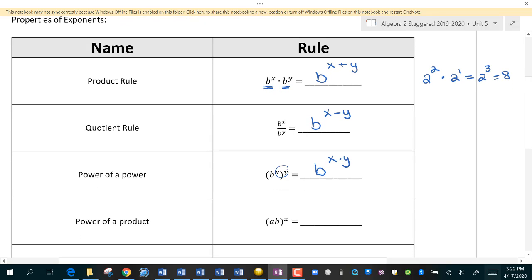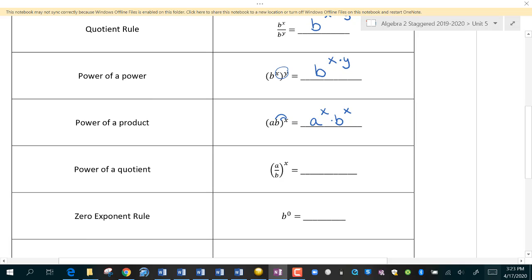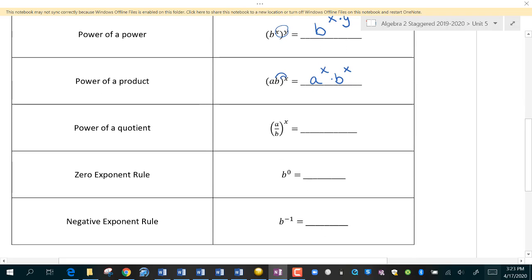The power of a product. So the product being a times b, and then this is all raised to the power of x. This is one of the only times that you can distribute an exponent. So it would actually become a to the power of x times b to the power of x. Okay, so we have just 3 more here. So power of a quotient, very similar, except for now I have a divided by b, all raised to the power of x. So again, I can distribute this, so it becomes a to the power of x divided by b to the power of x.